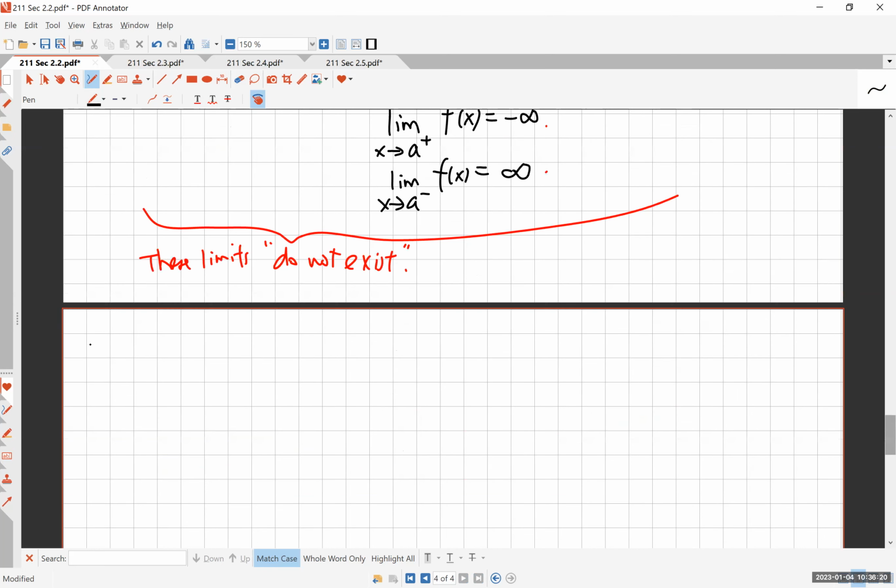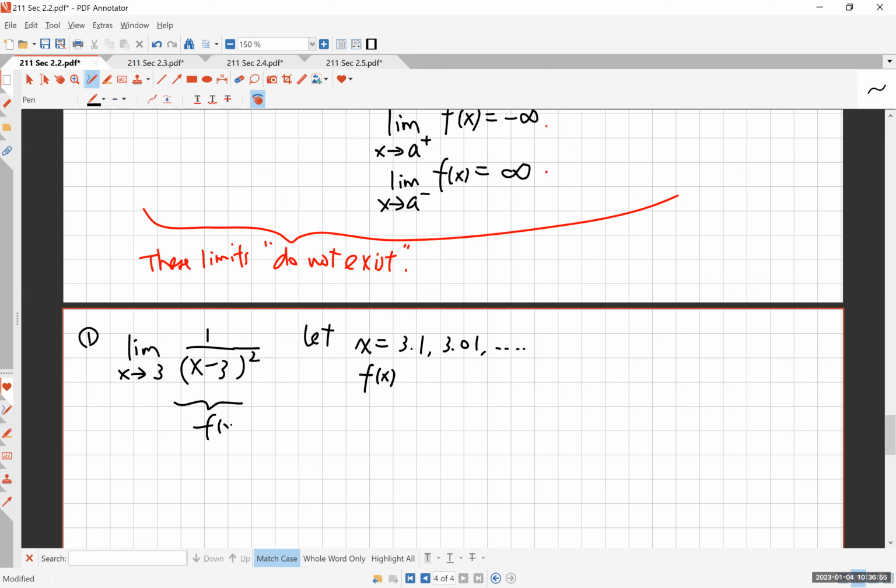All right, let's do a little practice. Let's try to find this. Find the limit of 1 over (x minus 3) squared as x approaches 3. Okay, so how do you figure this out? Well, you can graph this one, right? Or you can start thinking of numbers, like let x be 3.1, 3.01, and so on. Okay, this is your f of x.